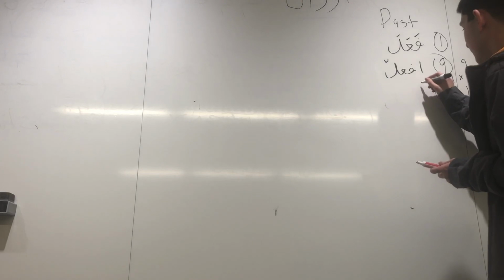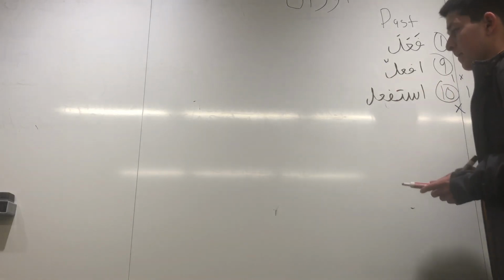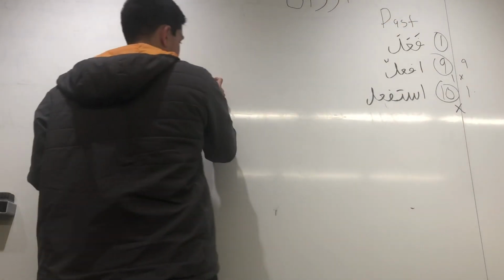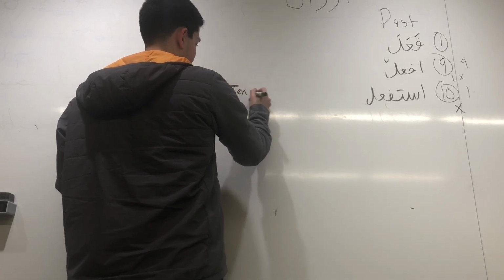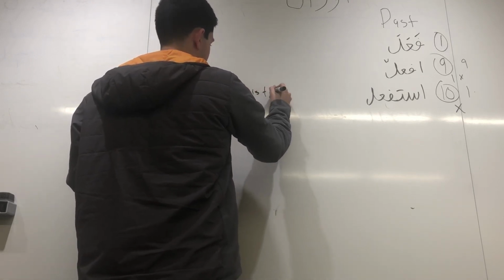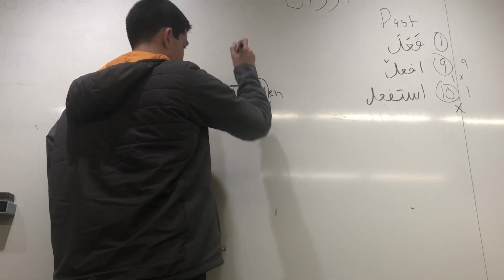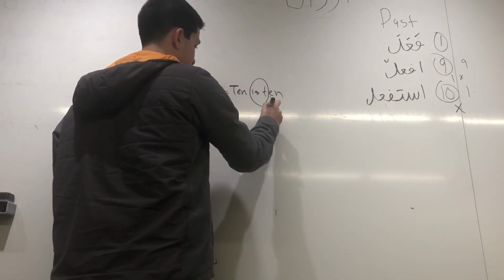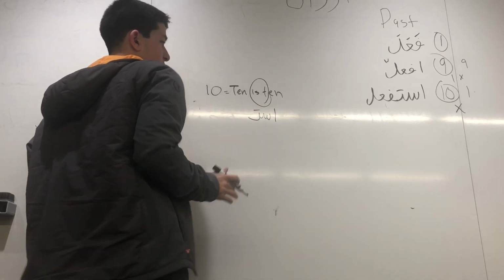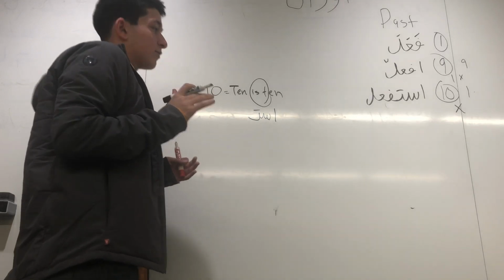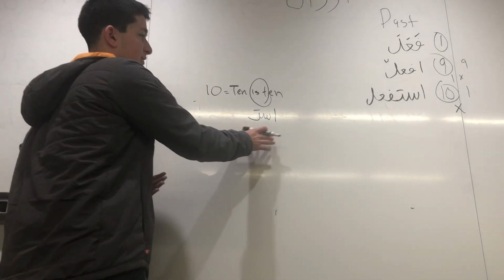Form 10 is istaf'ala. And all you have to remember for 10 is that 10 is 10. Remember that ist sound. Ist, alif, sin, ta. So when you want form 10, ist taf'ala, form 10 is 10.